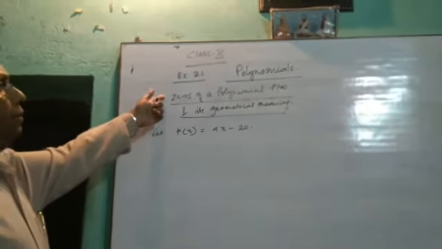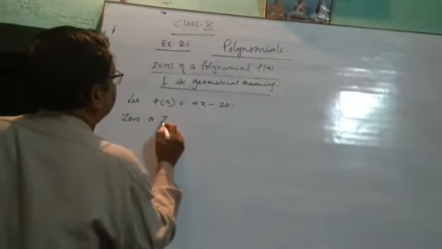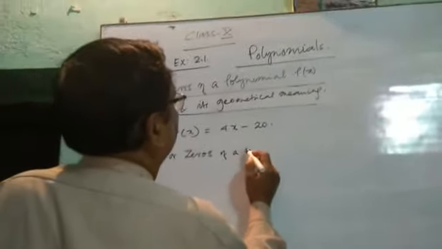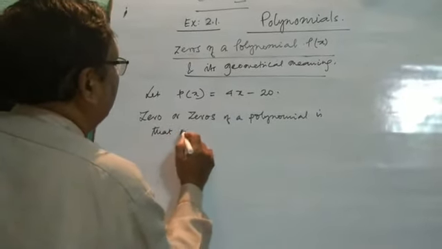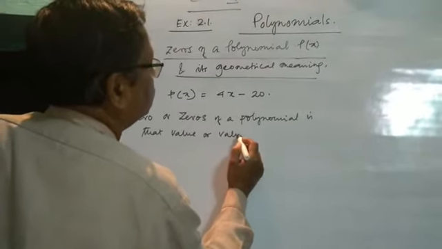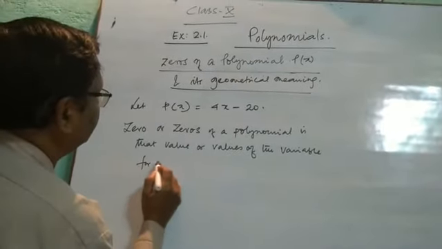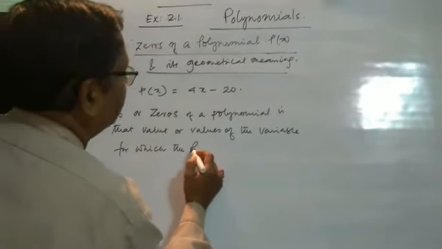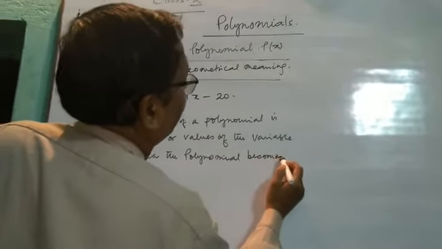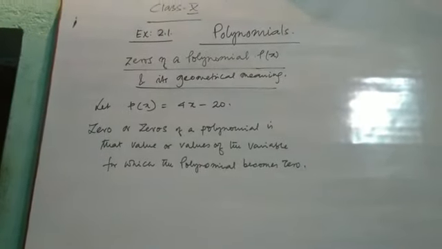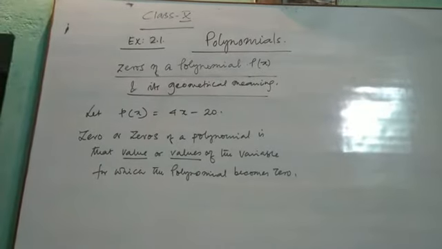Now, what is the zero of a polynomial P(x)? Zero or zeros, let me write it. You will also write it down. Zero or zeros of a polynomial is that value or values of the variable for which the polynomial becomes zero. Single value or values of a variable for which the polynomial becomes zero.